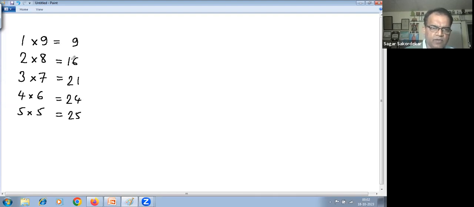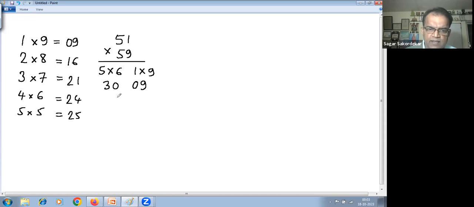Very important thing that you have to notice: all answers here are 2-digit only, but for the 1 and 9 combination you get a single digit. There you have to put 0 on the left, 09. So instead of writing 9, it should be 09. For example, 51 multiplied by 59. Then 5, next number is 6, right hand side 1 into 9. This is 30. This 9 you write as 09 and answer is 3009.